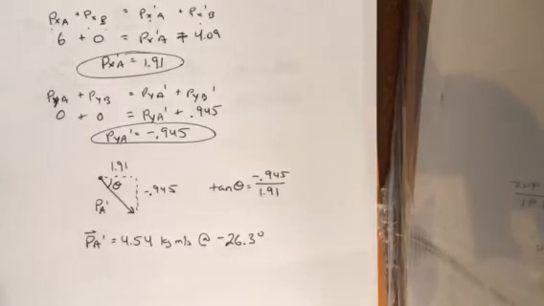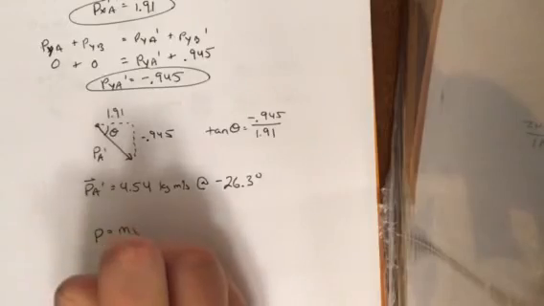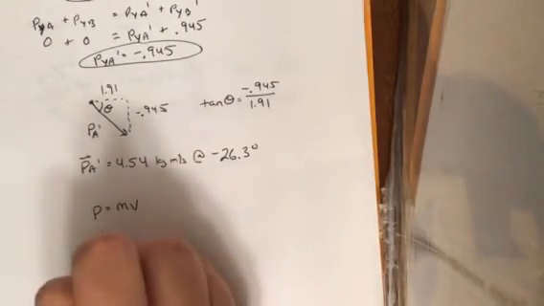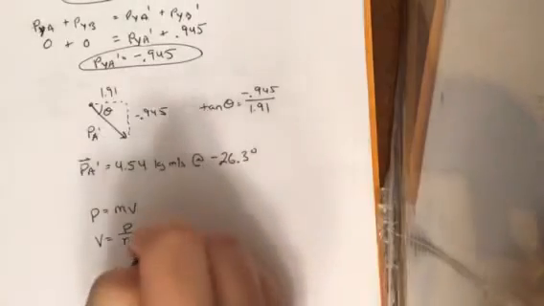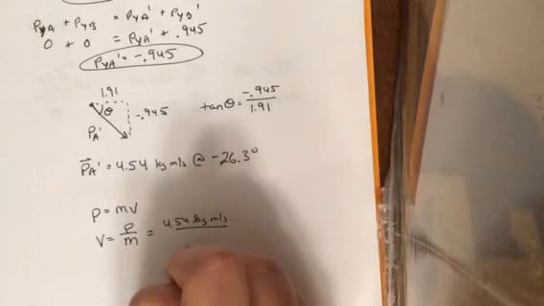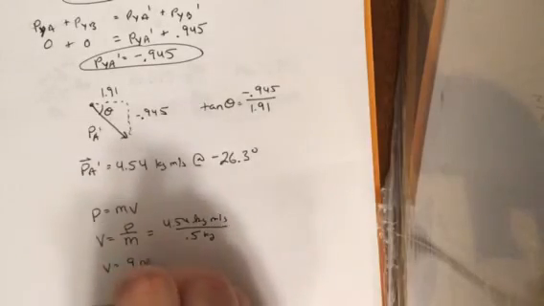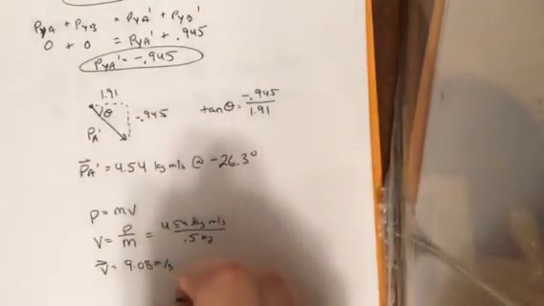I guess I never wrote what I was looking for at the top, but usually we don't want the momentum, we want to find the final velocity. So if this is the final momentum, we go back to P equals mv, and we can say that the velocity is momentum divided by mass. The mass of A we said was 0.5 kilograms. So we get a velocity of 9.08 meters per second. And again, it's still at that same angle.